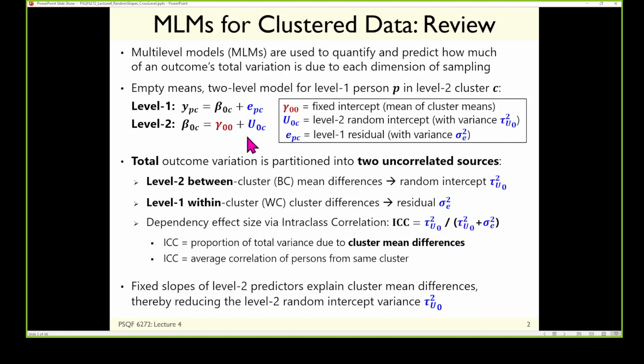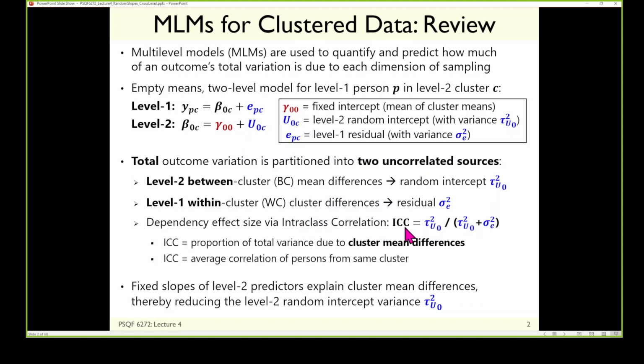So empty model looks like this. There are only 3 parameters: fixed intercept, which is the mean of the cluster means for our outcome; random intercept variance at level 2, which tells us how different our clusters are on average; and level 1 residual, which tells us how different our people are within the clusters. So this is an orthogonal partitioning of variance. It's between site, or let's say cluster today, between cluster versus within cluster. So U's and E's are not correlated. It will break the system if they were to be correlated.